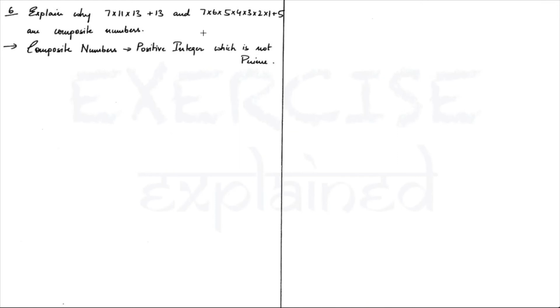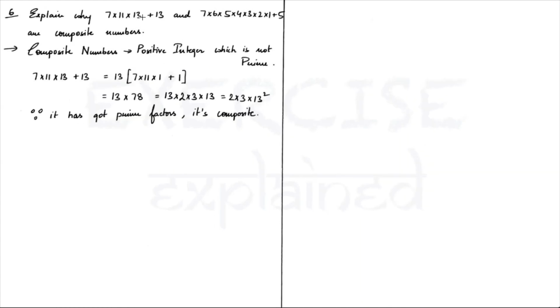So what we would do is, from this number, that is 7 into 11 into 13 plus 13, we would take out 13 common, and when we take out 13 common, we are left with 7 into 11 into 1 plus 1. Now if I solve this, 7 into 11 into 1, that is 77, plus 1 gives me 78. So I write it as 78.